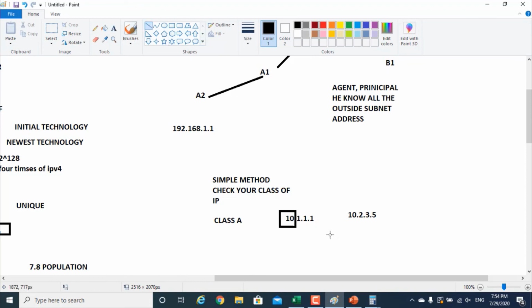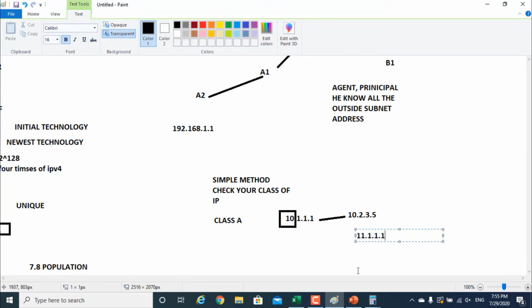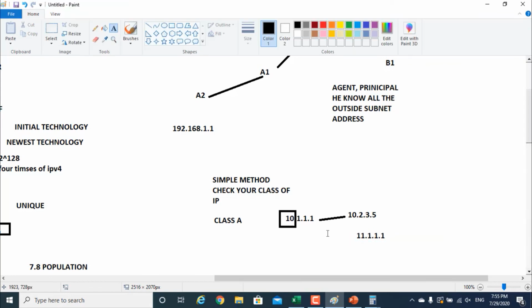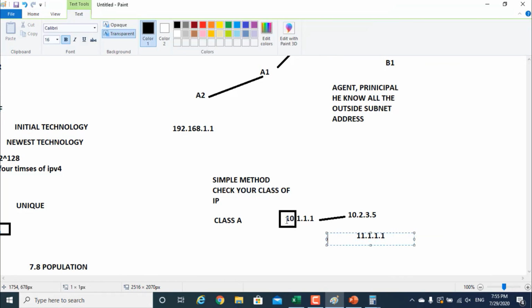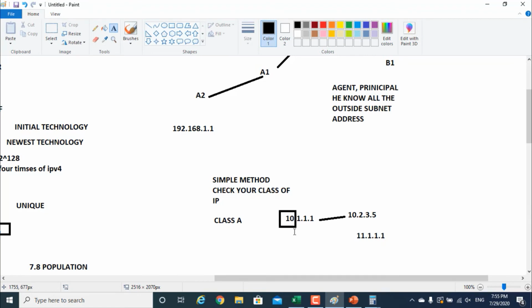So they are in the same network. They can communicate directly and don't need to go to the default gateway. For example, 10.1.1.1 doesn't need to go to the default gateway to find 10.2.3.5 because they are in the same network. But what about 11.1.1.1? 11 is also from the same class, but their common portion has changed. The first octet is changed, so they are not in the same subnet. So if 10.1 wants to go to 11.1, it must go to the default gateway to get the address, to learn how to go there.